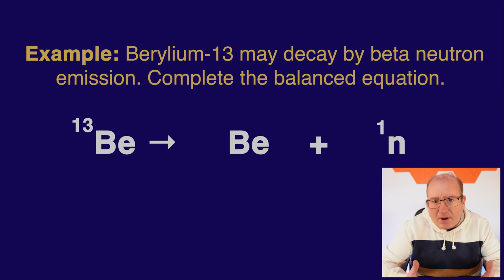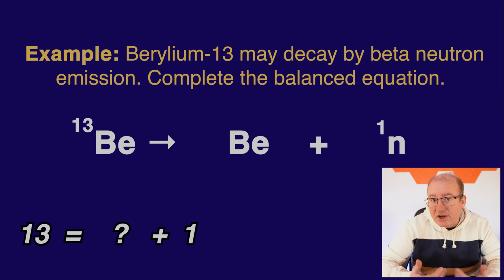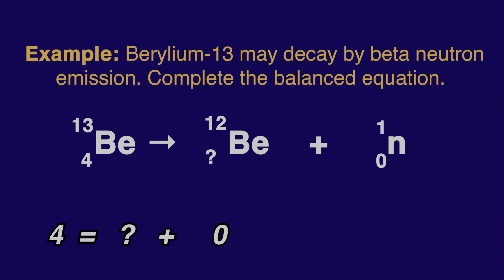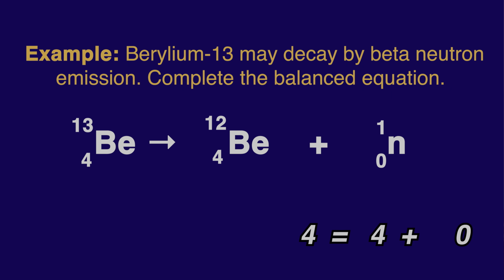First, we add the decay particle, the neutron. As always, we now set about balancing the numbers. The mass of the product decreases by 1. The atomic number of the product stays the same. Because it has the same atomic number, it must be the same element, so the product must also be beryllium.